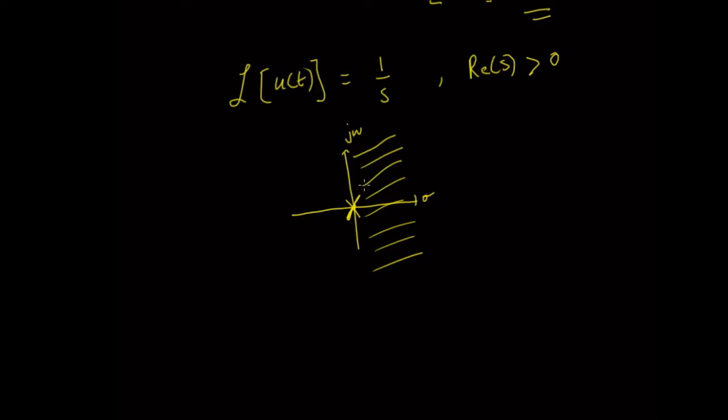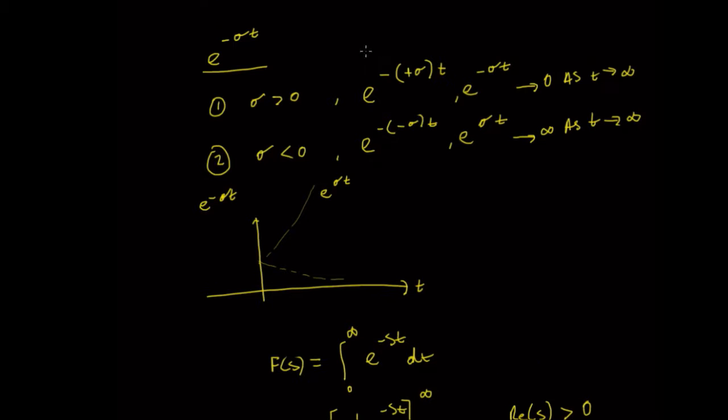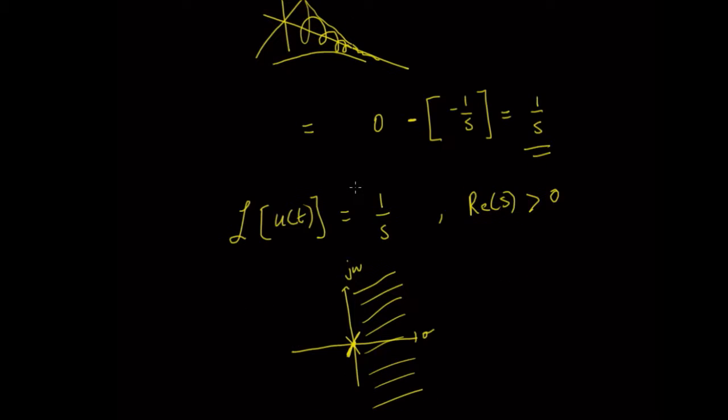Now the next few examples we do will be a bit simpler because we don't need to go through all this other detail here. We only need to do that just once, and for all the other examples we can use this little fact, the real part of s being greater than 0, in order to make it simple.